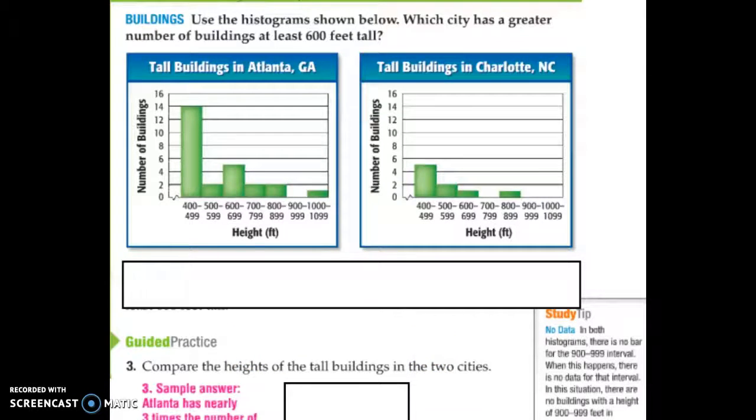So there's histograms. Not too difficult. You have to make some. You have to interpret some data from some. Just make sure there's no gaps. Make sure there's intervals. Make sure we label the titles. You know what to do.